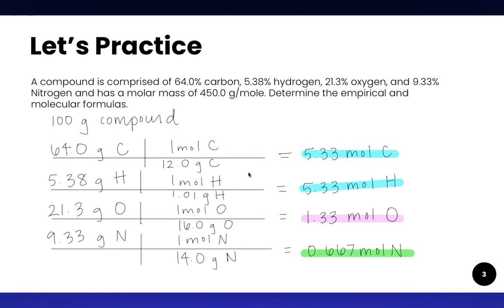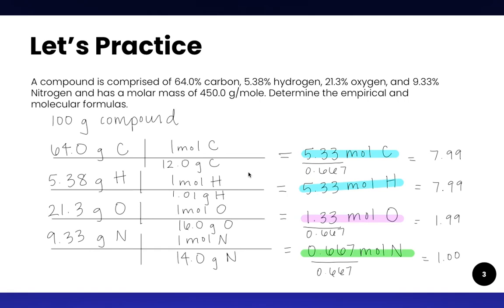So 5.33 divided by 0.667 will also be equal to 7.99. And then 1.33 divided by 0.667 equals 1.99. And then 0.667 divided by 0.667 equals 1.0.